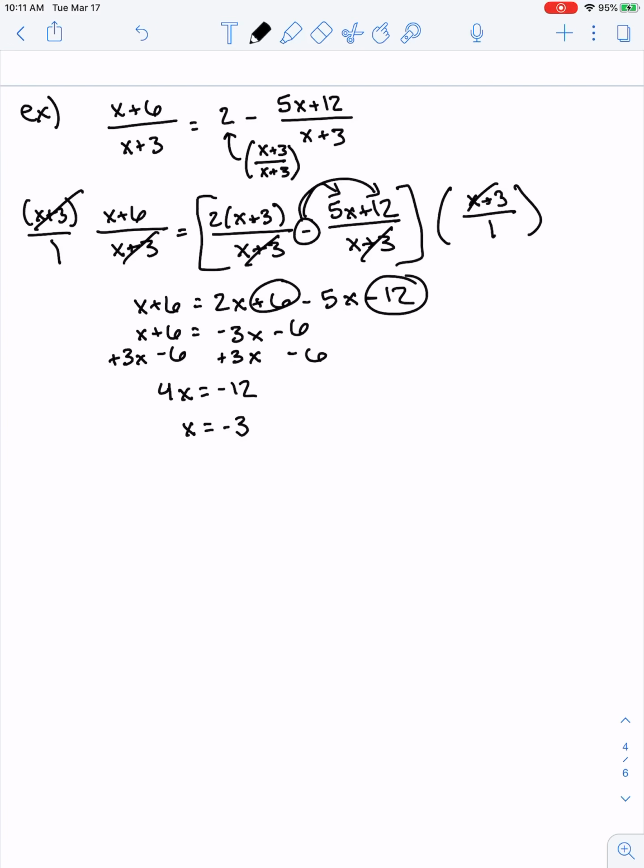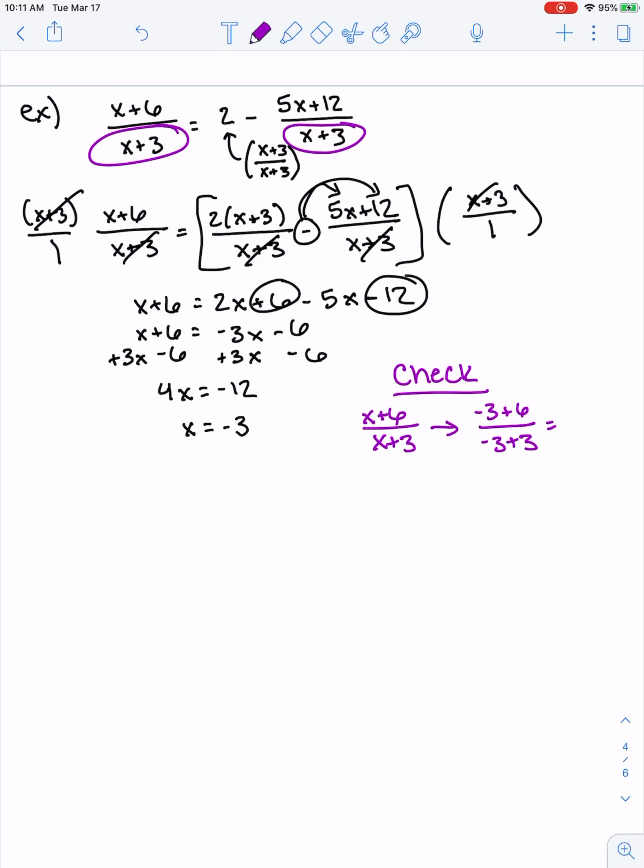Okay, because I have these expressions, I need to go ahead and check. You can see kind of off the bat that if I'm plugging in my x equals negative 3, I get x plus 6 over x plus 3. If I plug that in, I get a negative 3 plus 6 over a negative 3 plus 3, which equals 3 over 0. This cannot happen, so we end up with no solution for this problem.